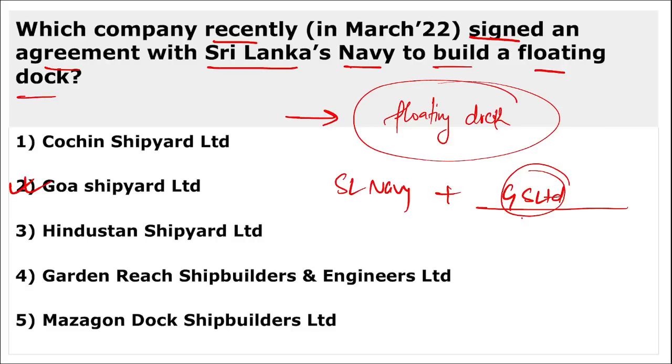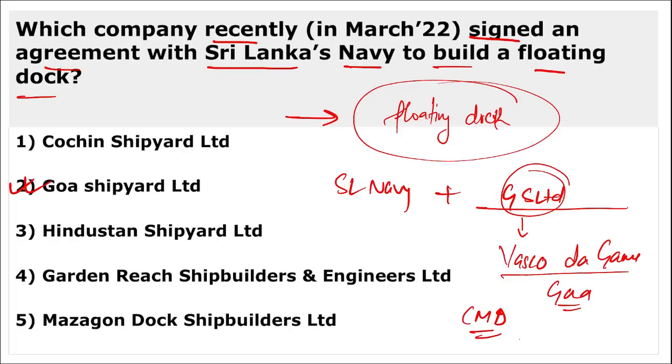Alright, then if we are talking about Goa Shipyard Limited, where is this located? This is located at Vasco da Gama. And where is Vasco da Gama? It is in Goa. Who is the chairman and managing director of Goa Shipyards Limited? He is Bharat Bhushan Nagpal ji.